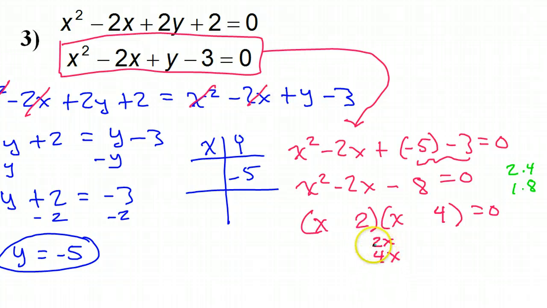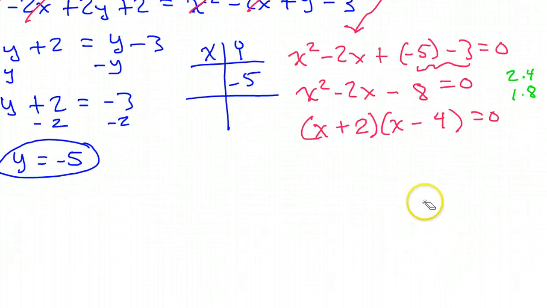What do the signs need to be so I get a negative 2x middle? Well, if I had a positive 2x and a negative 4x, that would make negative 2x. So there's my positive 2 and there's my negative 4. Also, a positive 2 times a negative 4 does give me a negative 8. So that's great. To finish this off, let's go ahead and set both of these factors equal to 0.